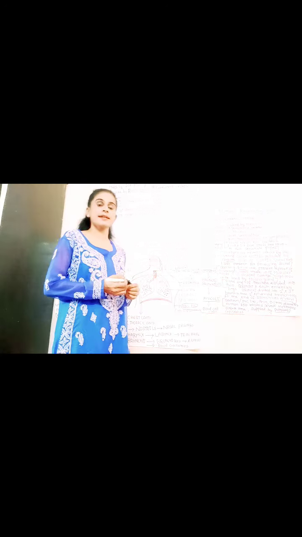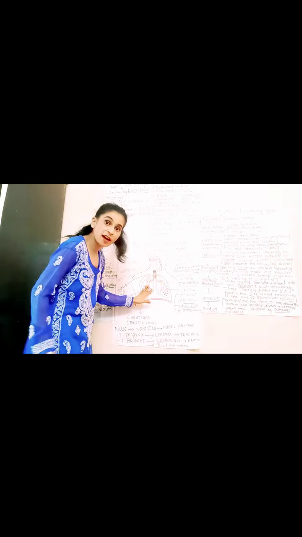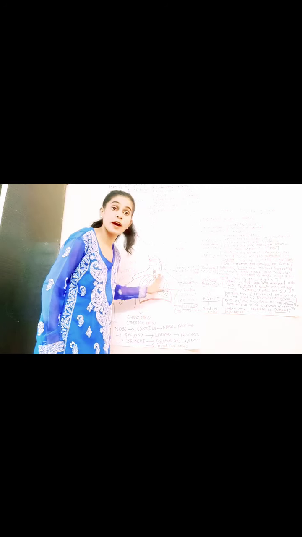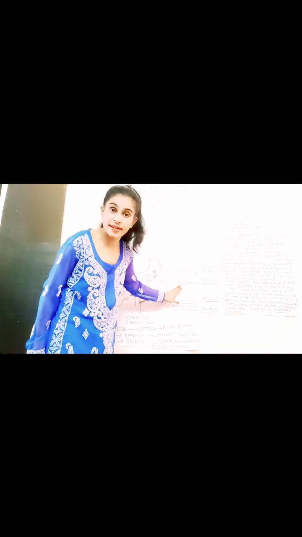The distal end of the trachea is divided into two bronchi, the left bronchus and the right bronchus. One enters into the left lung, and another enters into the right lung, guys. One bronchus enters the left lung and the other bronchus enters the right lung.